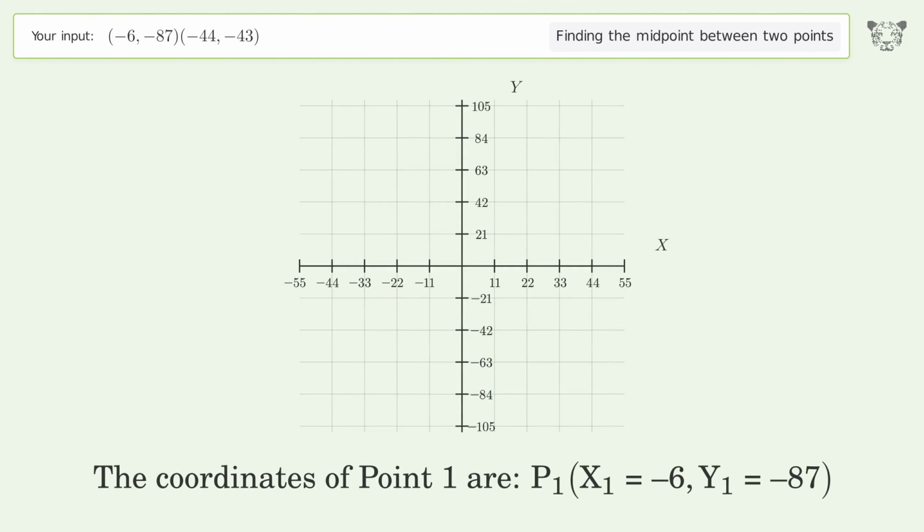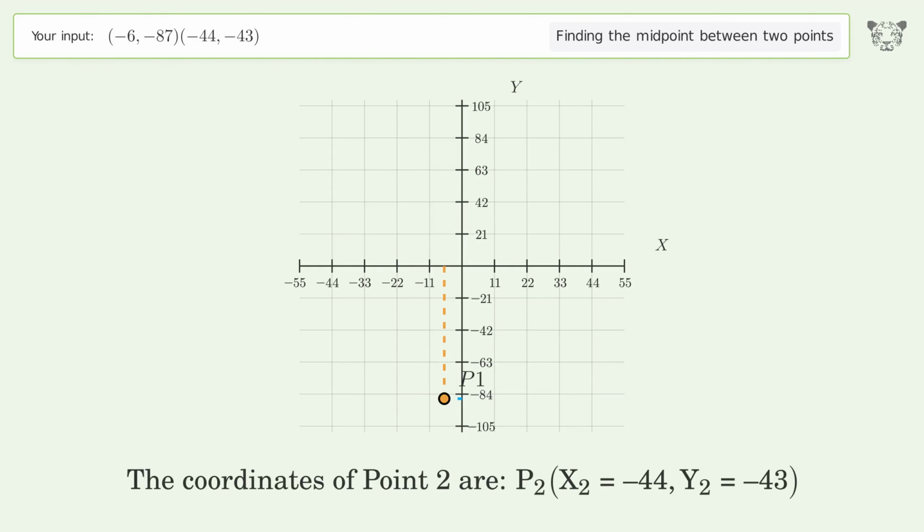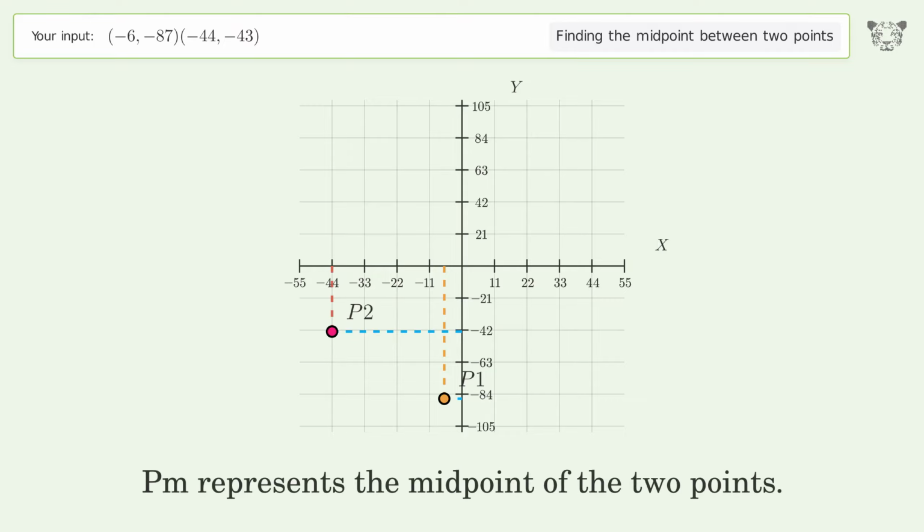The coordinates of point 1 are x1 equals -6, y1 equals -87. The coordinates of point 2 are x2 equals -44, y2 equals -43. PM represents the midpoint of the 2 points.